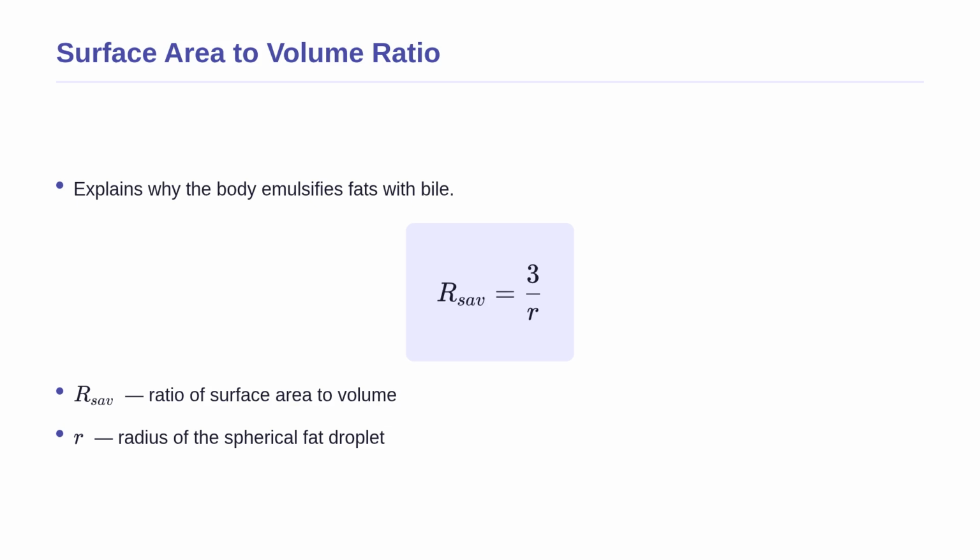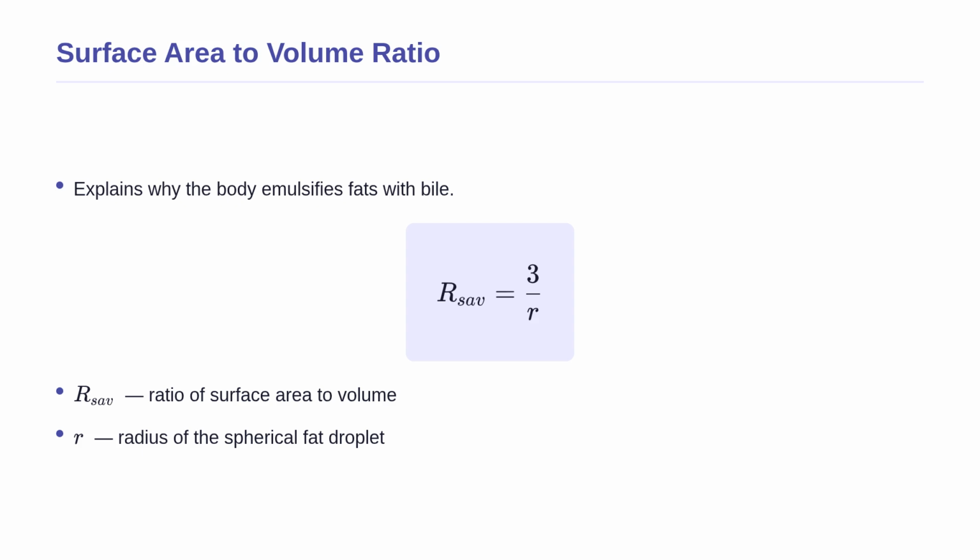To understand exactly why the liver goes through the trouble of producing bile to emulsify fats, we look at the mathematics of geometry. Digestive enzymes can only attack the outside surface of a fat droplet. This formula calculates the ratio of surface area to volume for a sphere. RSAV is the ratio, and R is the radius of the fat droplet.